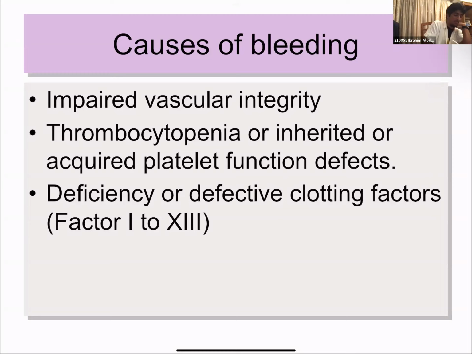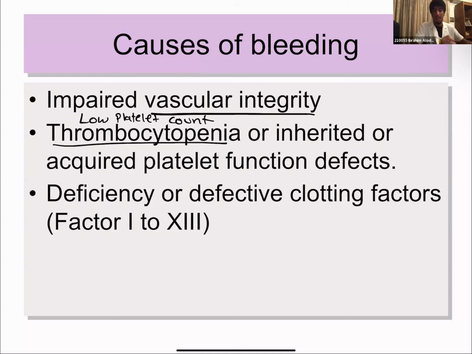So what causes bleeding? We already talked about it, is any injury to the vessels. If there's an issue with the vascular integrity, you're gonna have bleeding. If you have thrombocytopenia, which is a really big word that hematologists use, that just means low platelet count, then you're going to have an issue with bleeding because you don't have the platelets there to stop bleeding. Or if your platelets are not functioning properly, you're going to have an issue stopping bleeding. Lastly, if you have deficiency or a defect in any of the clotting factors, 1 to 13, you're going to have bleeding. All right?